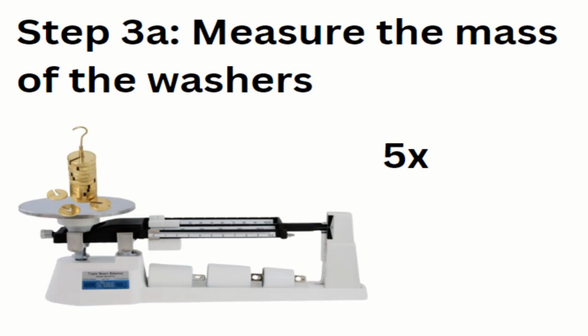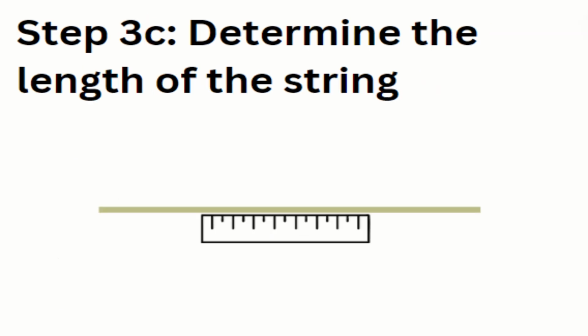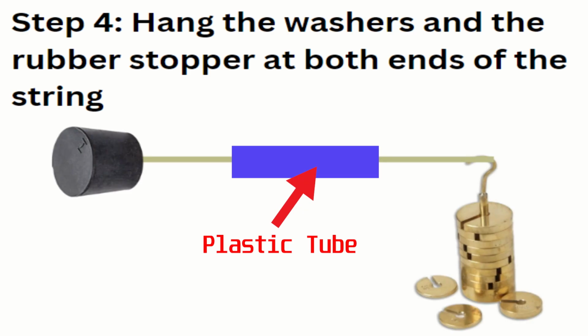So, for the independent variable, we should measure the mass of the washers using a triple beam balance. We also decided to create 5 variations of these washers' mass. For the control variable, we should measure the mass of the rubber stopper, which is going to be used for the calculation later. Then determine the length of the string, then mark it with a marker, then hang the washers to one end of the string and the rubber stopper to the other.